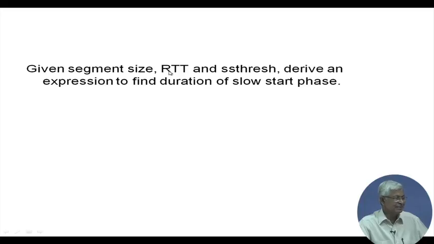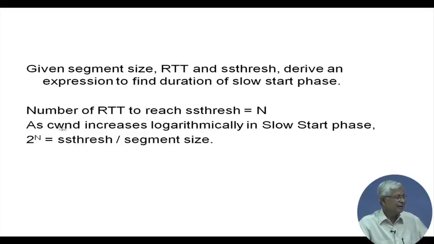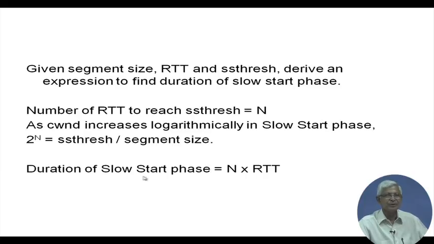Given the segment size, RTT and SS threshold, derive an expression to find the duration of the slow start phase. The number of RTTs to reach SS threshold is n, and as cwnd increases exponentially in slow start phase, 2 to the power n is equal to SS threshold divided by segment size. So, the duration of slow start phase is n times the RTT.